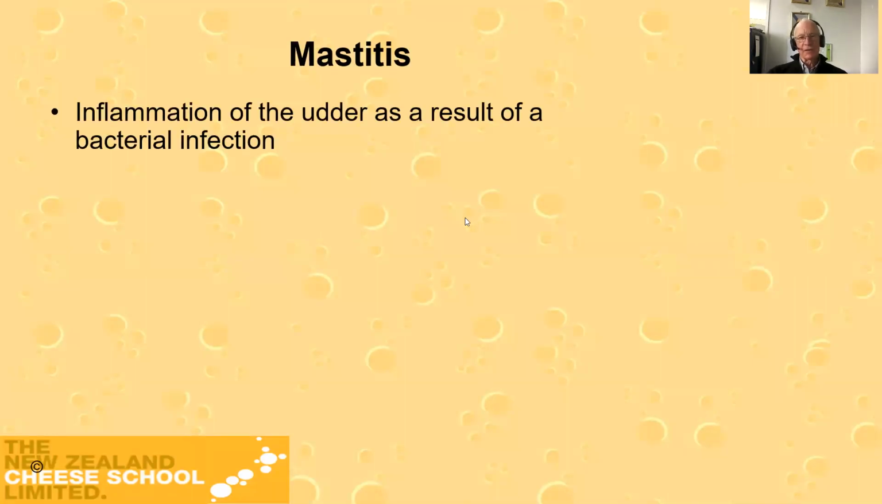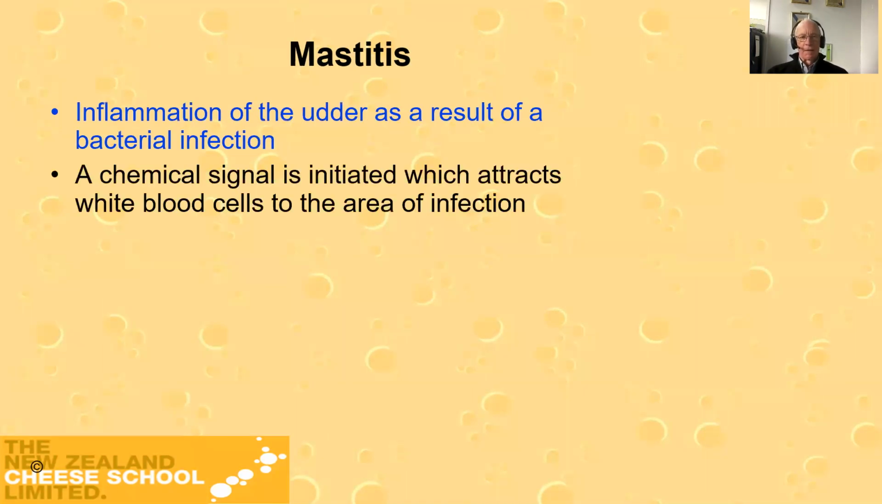Well, mastitis is the inflammation of the udder or mammary tissue which comes about as a result of a bacterial infection. This can come about through bacteria entering the mammary tissue, or a teat through a crack in the teats, or through the orifice through the sphincter muscle at the end of the teat.